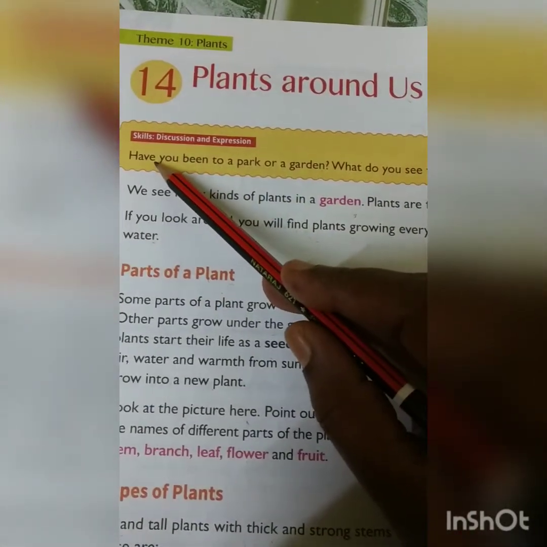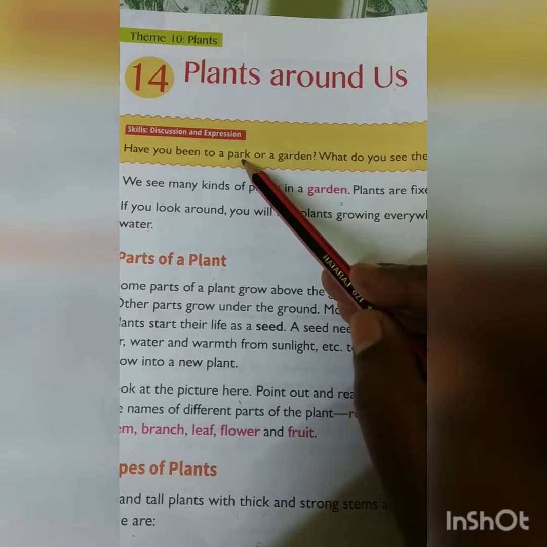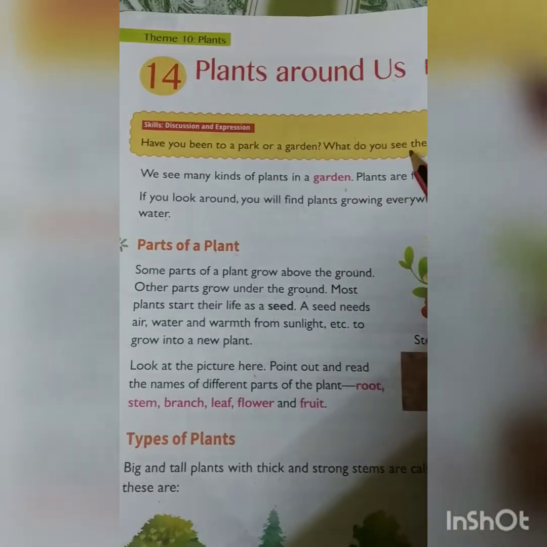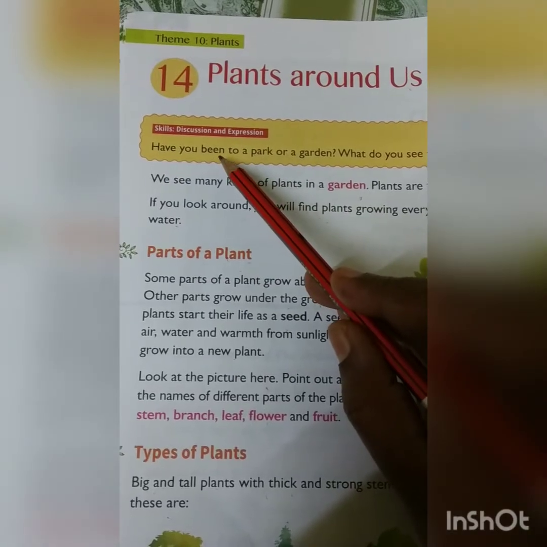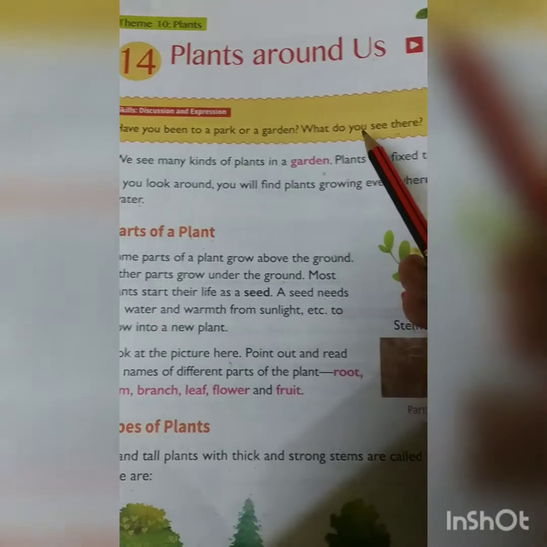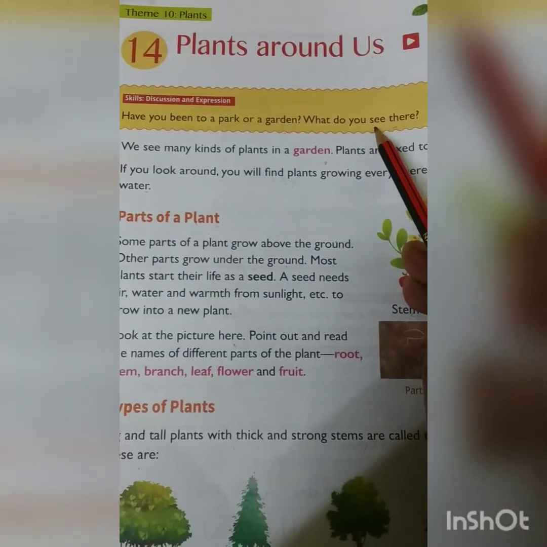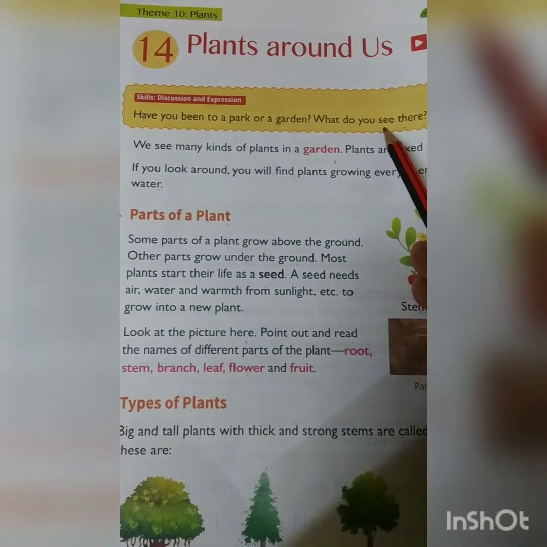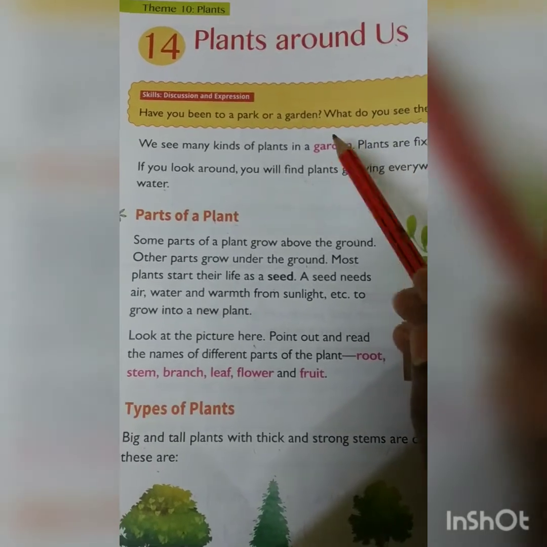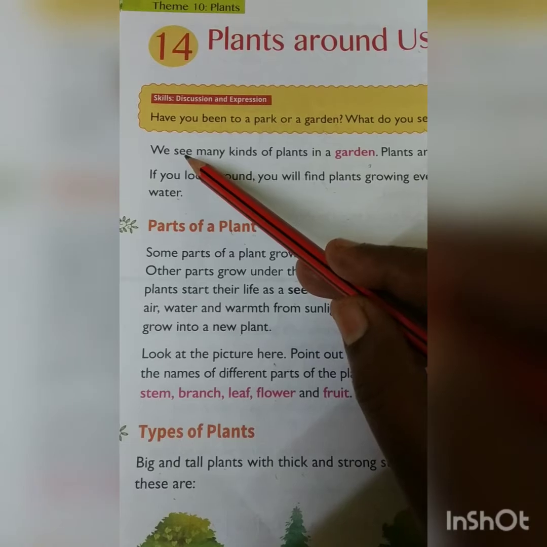Here is a question. Have you been to a park or a garden? What do you see there? Children, I hope you all have been to a park or a garden. What do we see there? We see plants and trees and also flowers. Okay, so now we are going to the chapter.